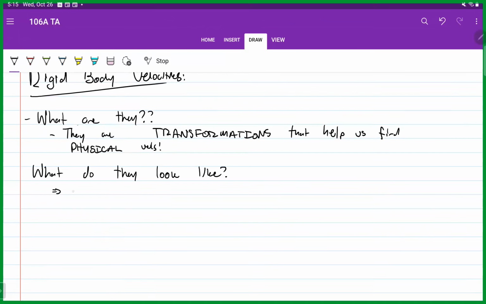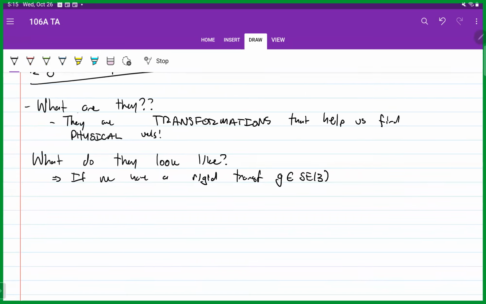If we have a rigid transformation G, remember, this is one of those R, p, 0, 1 matrices in SE(3), we can find the velocity associated with that transformation by doing the following. V hat spatial is equal to the derivative of G, which we denote with this little dot, times the inverse of G. This gives us something called the spatial rigid body velocity.